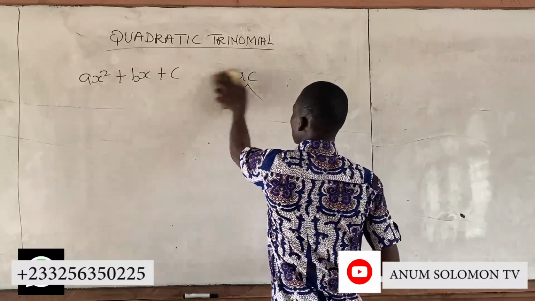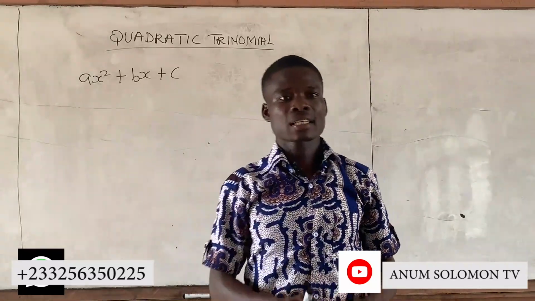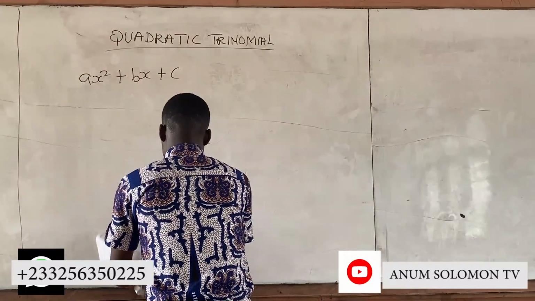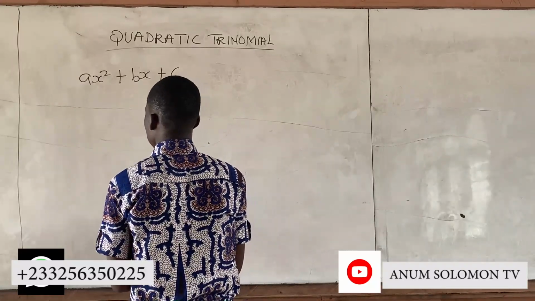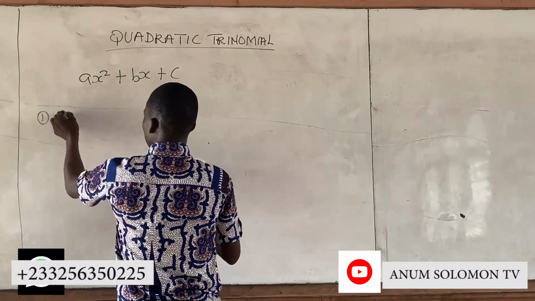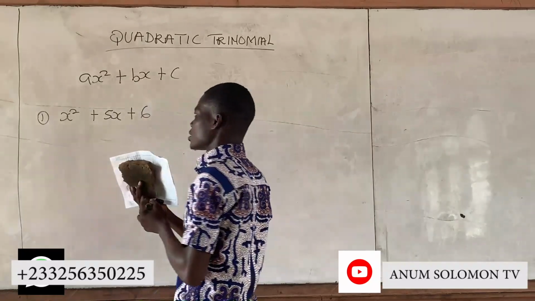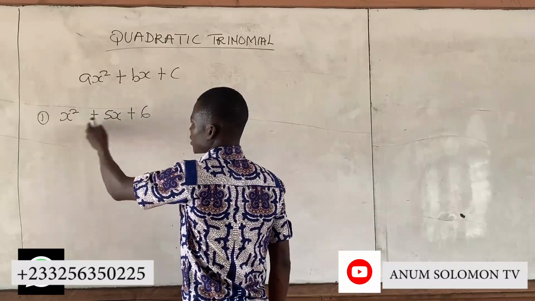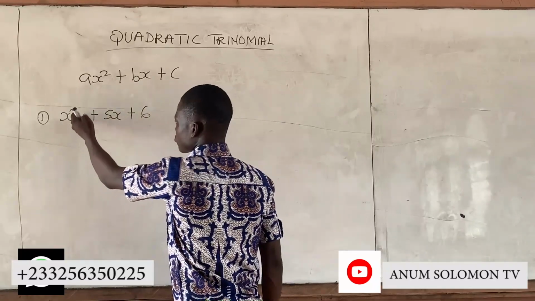So now let's move on to solve a typical problem under quadratic trinomial. So the first problem, suppose we have x squared plus 5x plus 6. We see this expression is a quadratic trinomial because it has 3 terms, 1, 2, 3. The highest power of the unknown variable is 2.